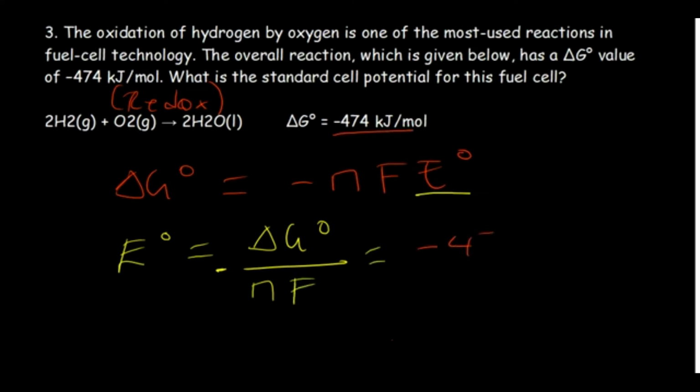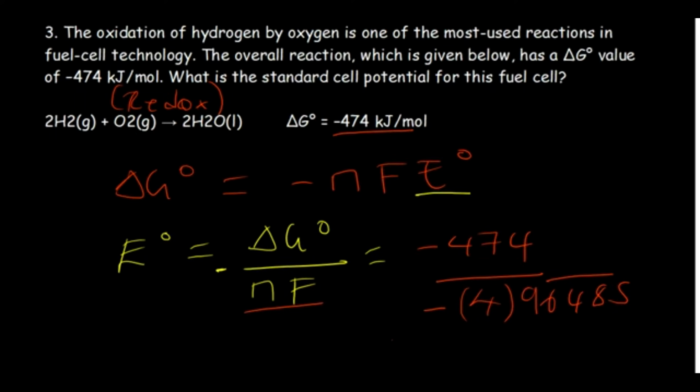Negative 474 over, of course there's a negative here as well. So on the bottom there's a negative. Remember that's where it's coming from, it's in the formula there. So over minus again, the number of electrons is 4. Faraday's constant 96,485. So 474 divided by 4 multiplied by 96,485.